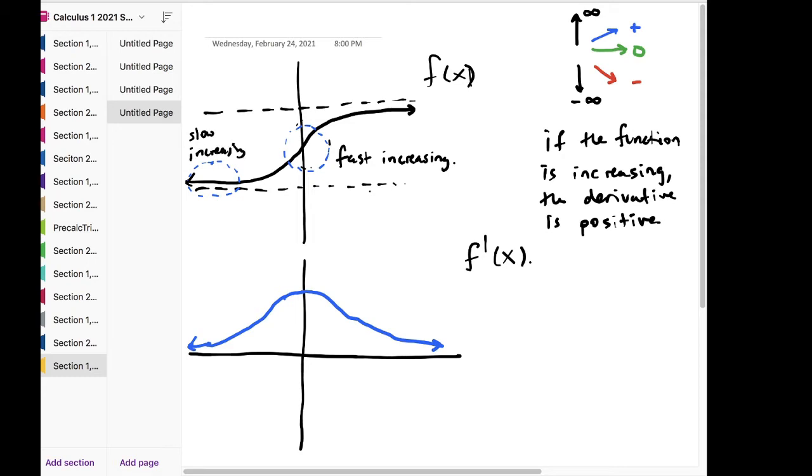And same thing over here. Slow. This is actually decreasing, right? But it's slowly decreasing. Exactly. The more steep, the higher the derivative. And so that's what this picture means here. The more steep it is, the more it's pointing upward, the bigger the derivative.